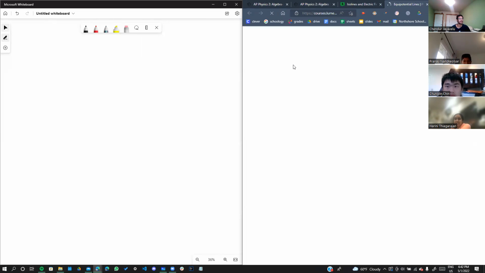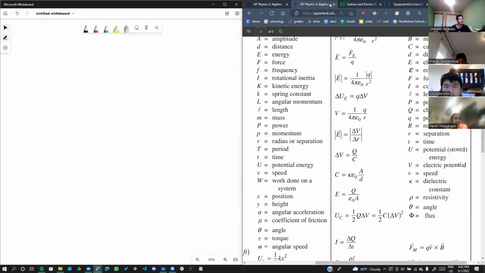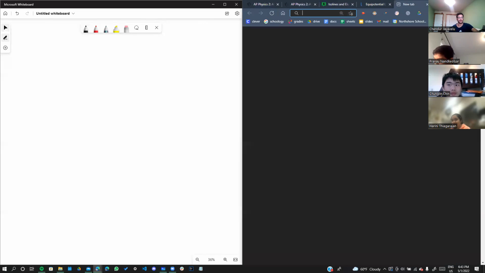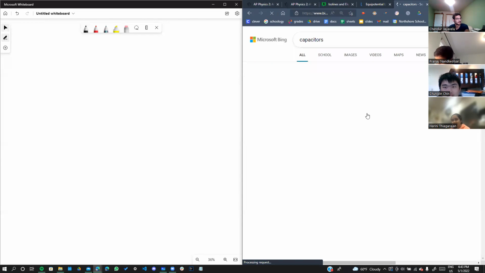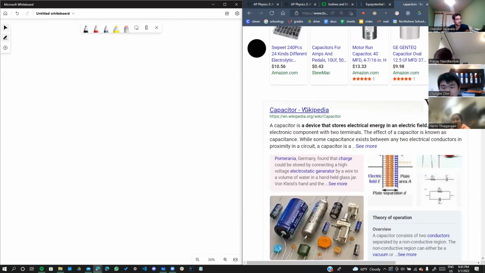Yeah, doesn't it act as if there isn't... It's like a budget battery. So it's just like a wire. Yeah, I know they store energy. And there's something specific about the plates being a certain distance apart. I'm just going to search up capacitors here.